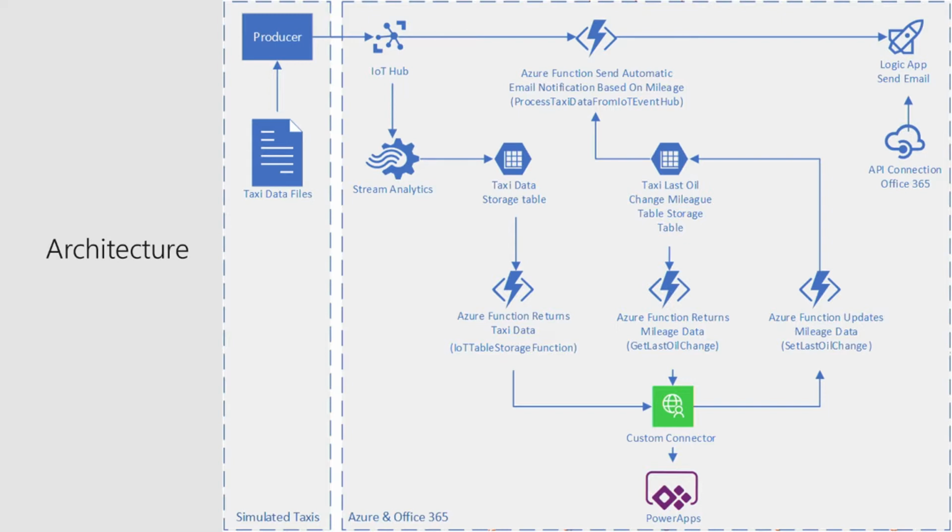In the top, I've got another Azure function which triggers every single time data goes into the Event Hub. That Azure function runs some code, and one thing that piece of code does is get the last time the oil was changed for the taxi by invoking this Azure function right here called get last oil change. It's going to figure out if that taxi has exceeded its mileage on the last time it had its oil change and send either that warning or that critical email.